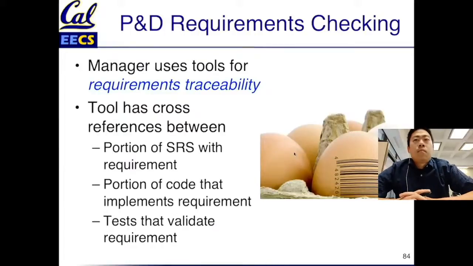The software requirement spec: what piece of the software requirement spec is associated with the piece of code that implements it, which is associated with the tests that validate that. So by having these tools to keep those together, you can ask yourself, well, did we really implement everything the customer asked? Well, let me go in and test.